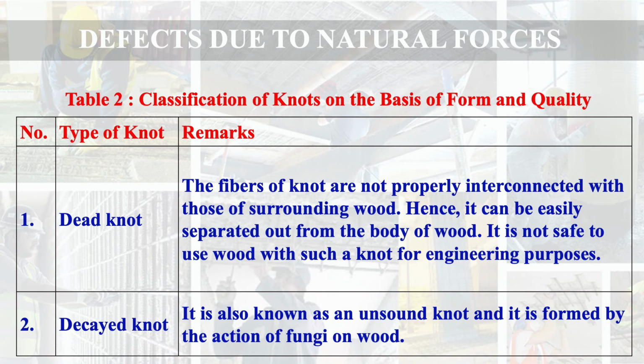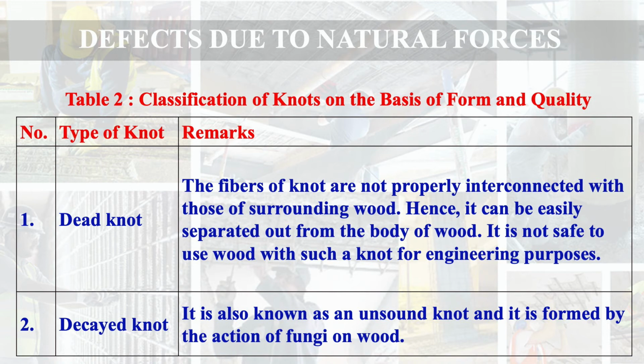Now let us look at the classification of knots on the basis of form and quality. Here in this table you see the three columns. Second column gives the type of knot, and third column gives information regarding that particular knot.